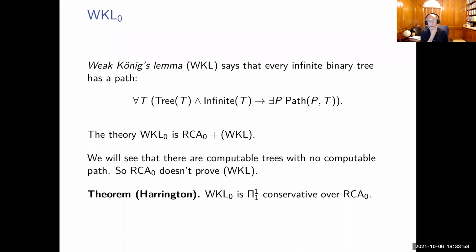We'll see in a moment that there are computable trees with no computable paths. So the smallest ω-model of RCA0 isn't a model of weak König's lemma. So RCA0 doesn't prove WKL. But the very nice result by Leo Harrington is that WKL0 is a Π¹₁ conservative extension. So in particular, any arithmetic statement that's provable in WKL0 is also provable in RCA0.